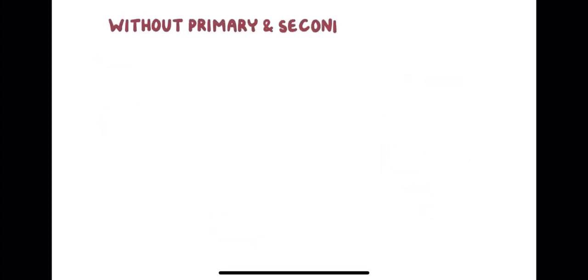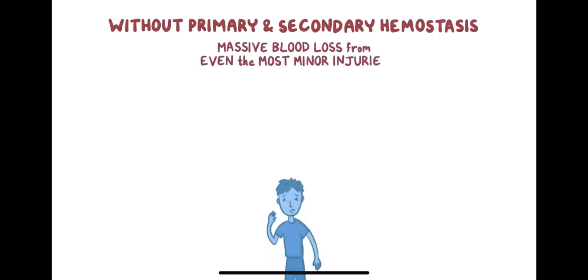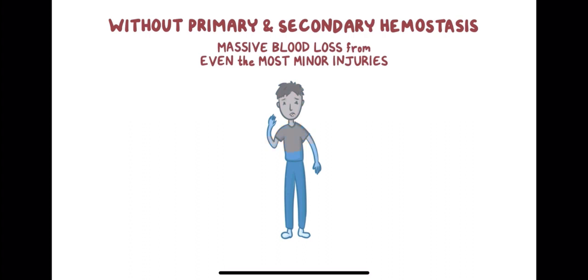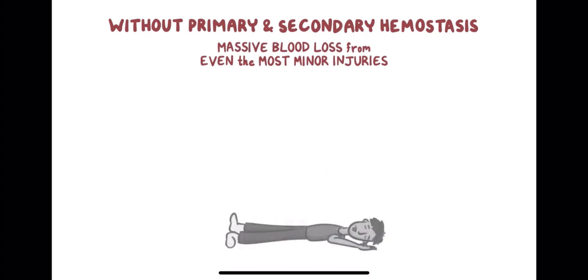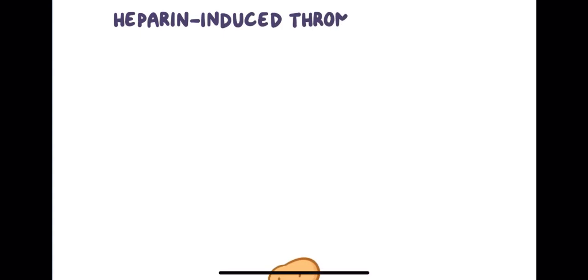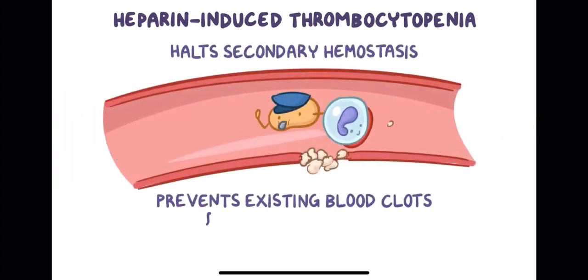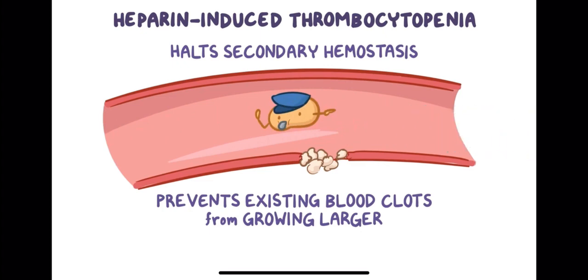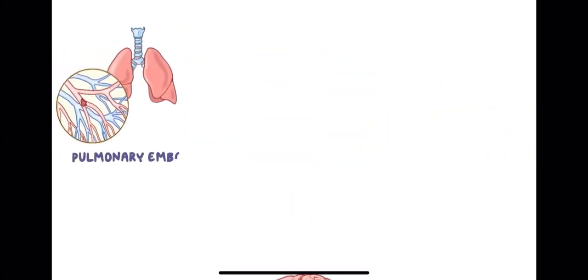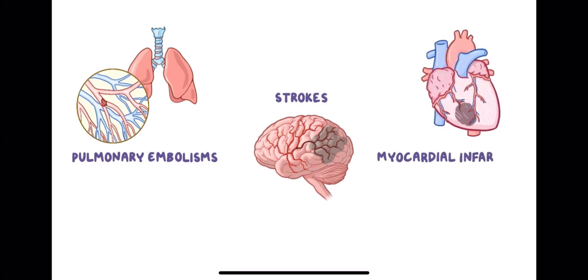Without primary and secondary hemostasis, our body would suffer massive blood loss from even the most minor injuries. Imagine losing all your blood from something as simple as a pinprick. Okay, so heparin-induced thrombocytopenia is caused by heparin. This medication works by activating an enzyme called antithrombin 3, which inhibits coagulation factors 10A as well as thrombin. This halts secondary hemostasis and prevents existing blood clots from growing larger. So it's often given to people who suffer from pulmonary embolisms, strokes, and myocardial infarctions.